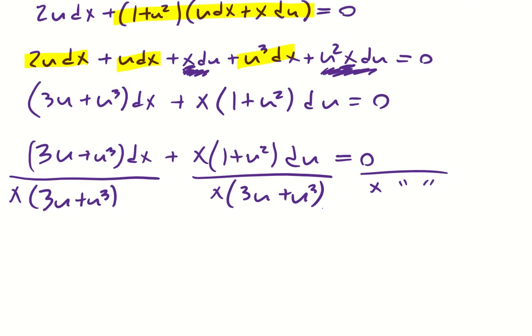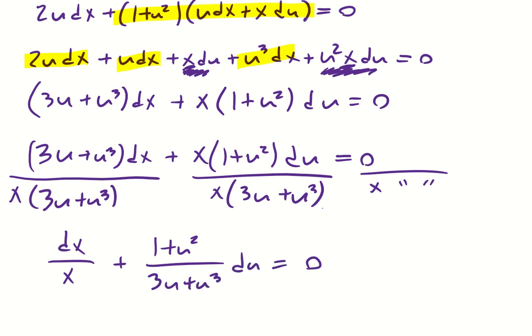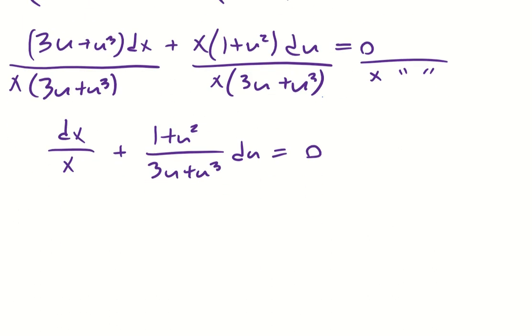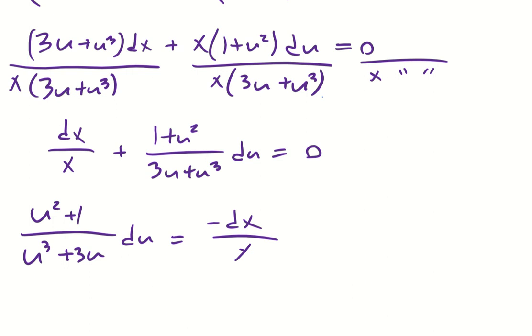And so we get dx over x plus 1 plus u squared over 3u plus u cubed du is equal to 0. And then we can express this as, and I'm going to rearrange things a little bit, we'll say (u squared plus 1) over (u cubed plus 3u) du is equal to minus dx over x, and then we can integrate. This looks exactly like our proof.